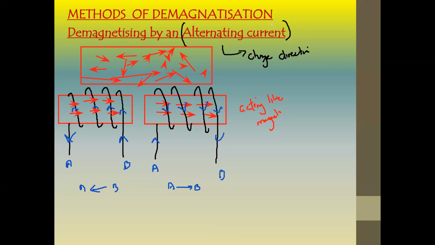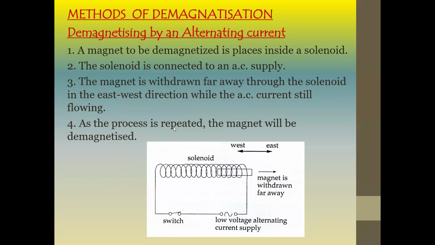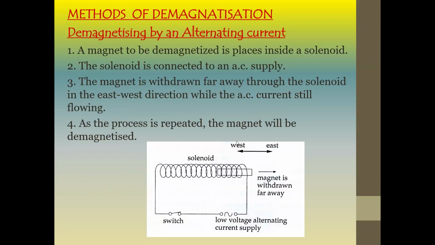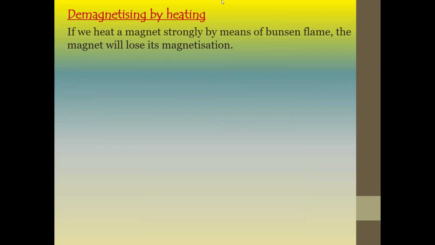So this is one way of demagnetizing a material. The second is, basically, if you disturb the arrangement, the material will not behave like a magnet. And we should always place it in an east-west direction, because otherwise the earth's magnetic field is there that can also magnetize the material. So whenever you are demagnetizing, you should always place it in an east-west direction.